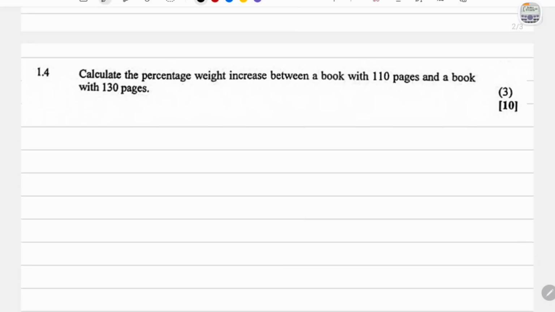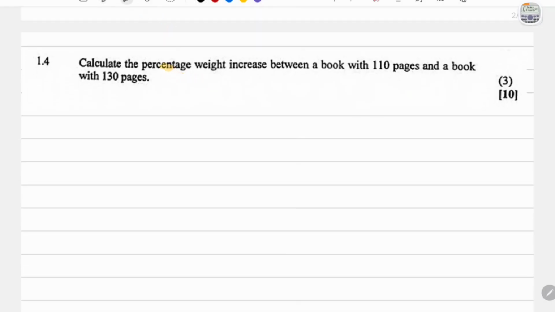The next question, 1.4, says, calculate the percentage weight increase between a book with 110 pages and a book with 130 pages. Okay, so this is really just calculating percentage increase. So this is the calculation for percentage increase.